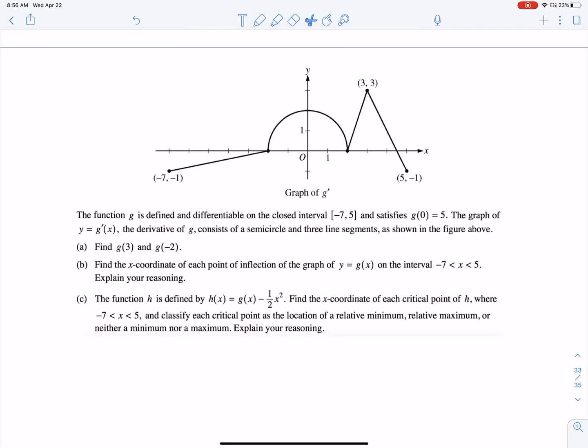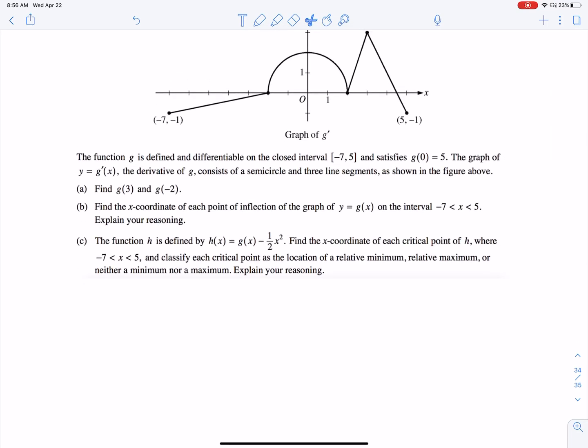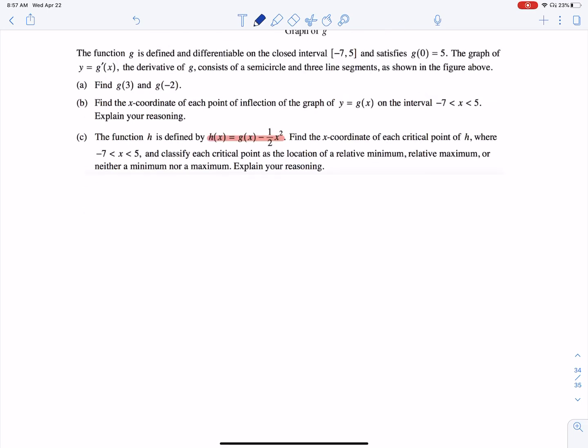Okay, what do we got for C? The function h is defined by this stuff. Find the x-coordinate of each critical point on -7 to 5, and then determine if it's a minimum, maximum, or neither. Okay, so we are given that h of x equals g of x minus 1/2 x squared.